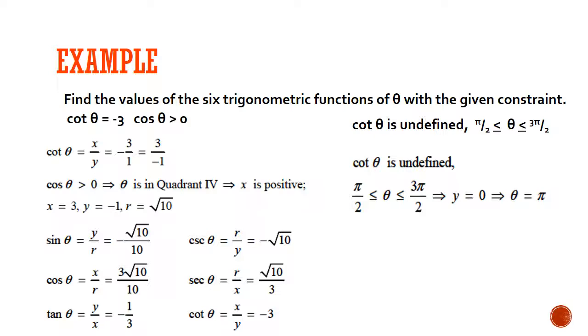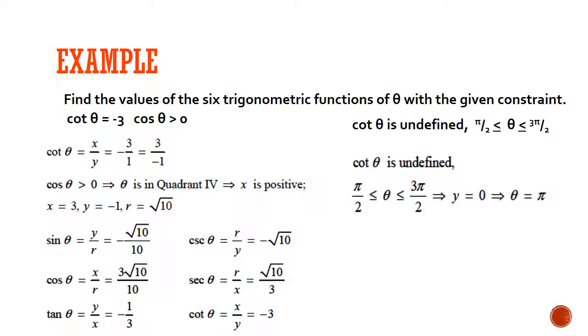It's between pi over 2 and 3 pi over 2, so we know that it's in the second or third quadrant. If it's undefined, that means it has a 0 denominator. Cotangent is x over y, so y must be 0. So it goes anywhere from pi over 2 to 3 pi over 2, so it's second or third quadrant.